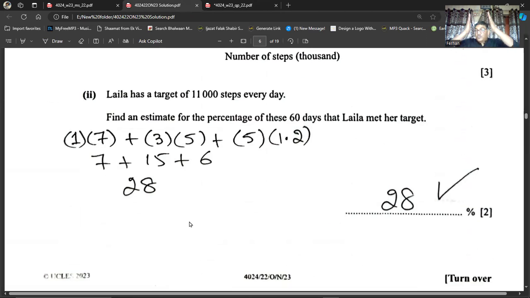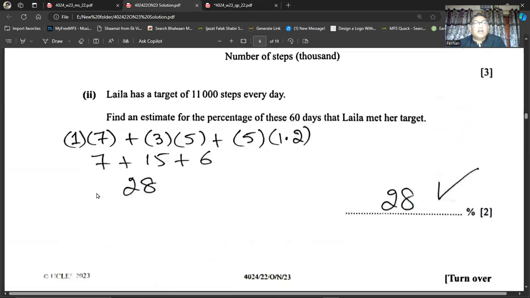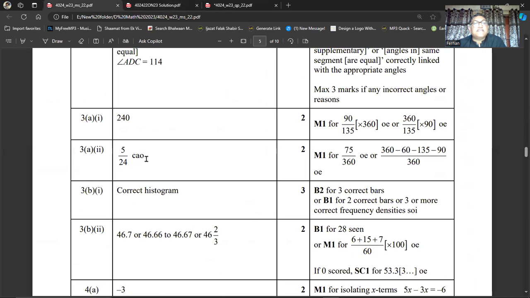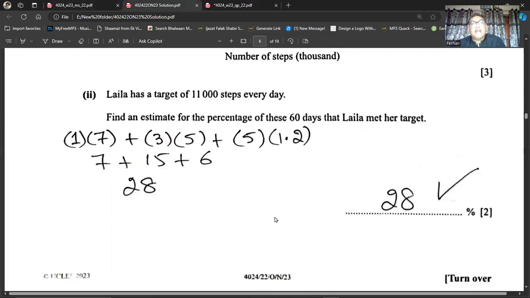The area of those bars represents the number of days. That area of those bars represents the frequency actually. So 7 plus 15 plus 6, that's 28 days. So we have to convert that into the percentage. So 28 days, okay, and then we have to convert it into the percentage.